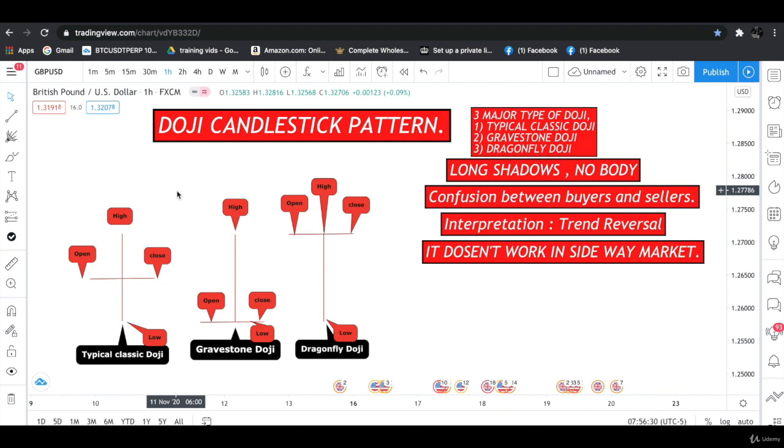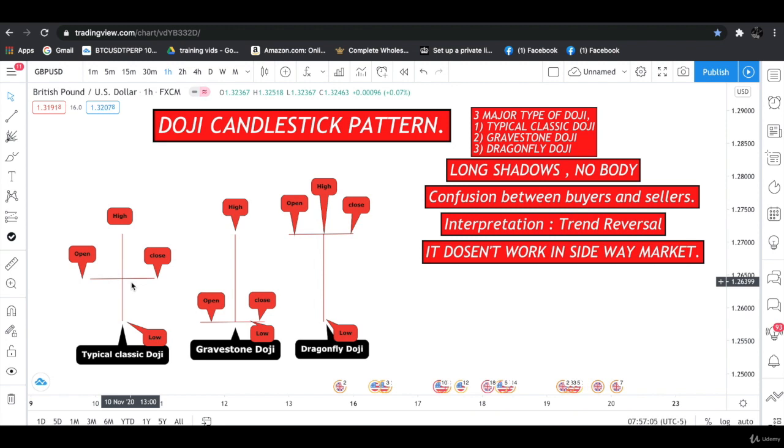As you can see here, it has long shadows but no body at all. So what does it indicate? It indicates that there is a tug of war between the buyers and the sellers. The buyers and sellers both are in a confusion state, unsure what to do and what not to do.